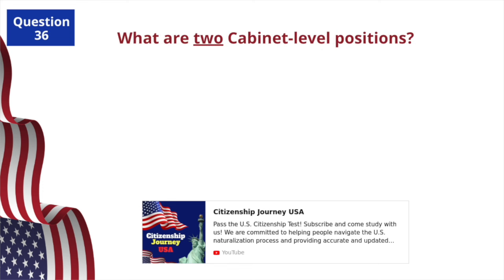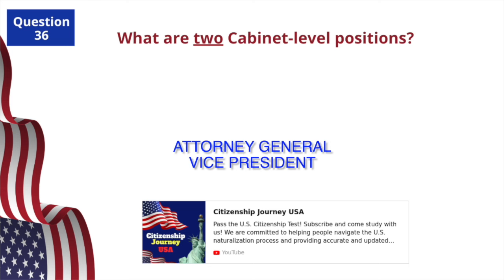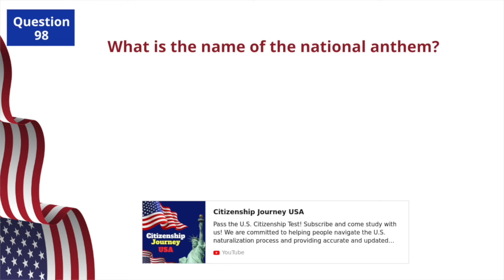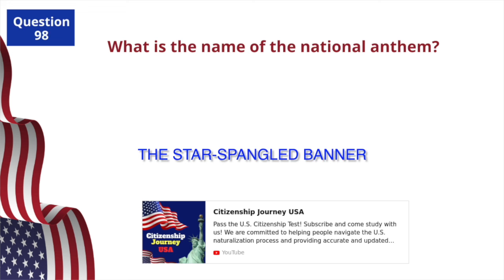What are two cabinet-level positions? Attorney General, Vice President. What is one reason colonists came to America? Freedom. What is the name of the national anthem? The Star-Spangled Banner.